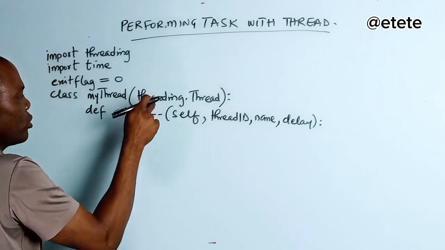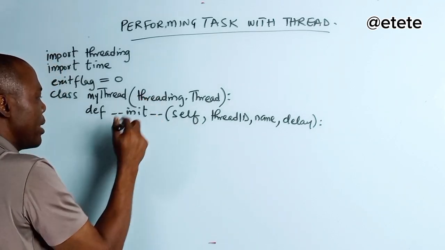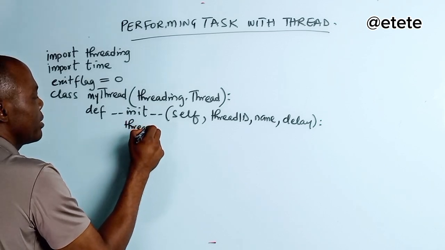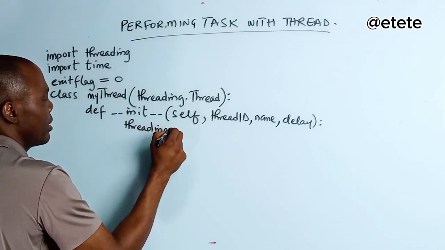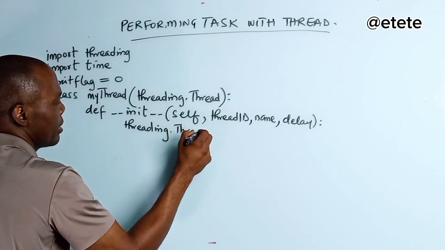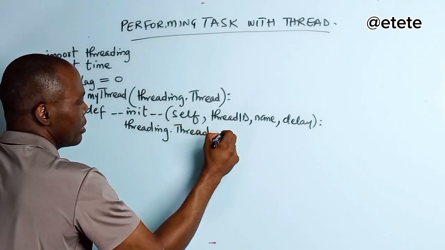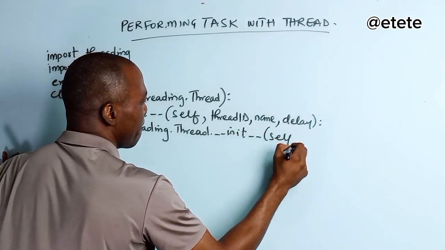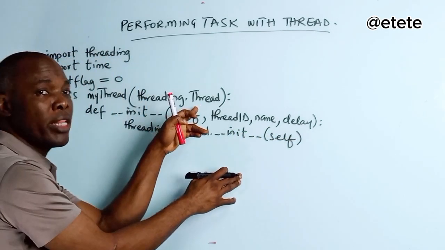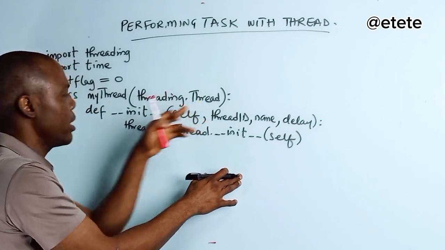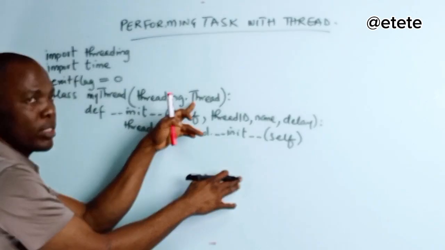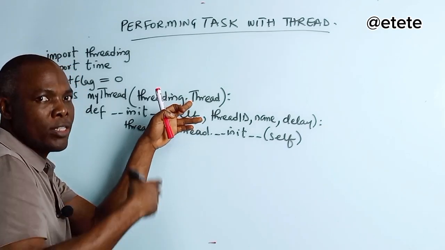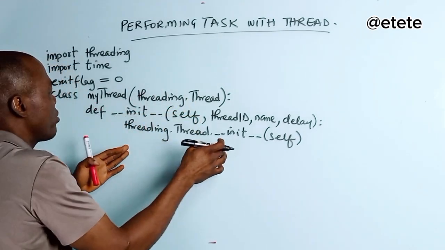Then inside it, I'm going to call my thread parent, threading.Thread.__init__, then self. I'm calling my ancestor. So this my thread is going to awaken this Thread because I will need a method inside this Thread to use in this process. So that's what I've done here.